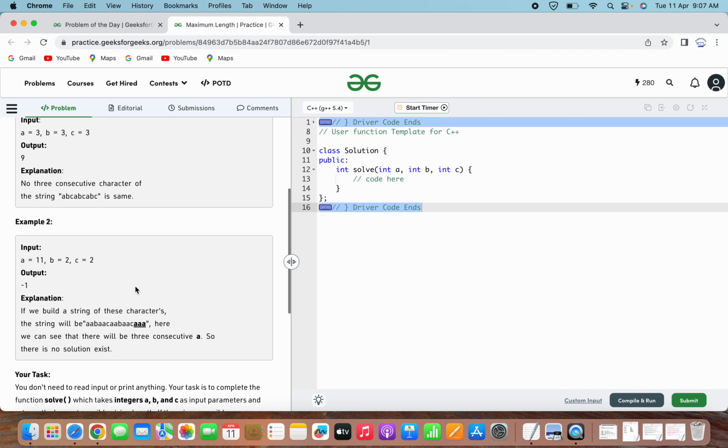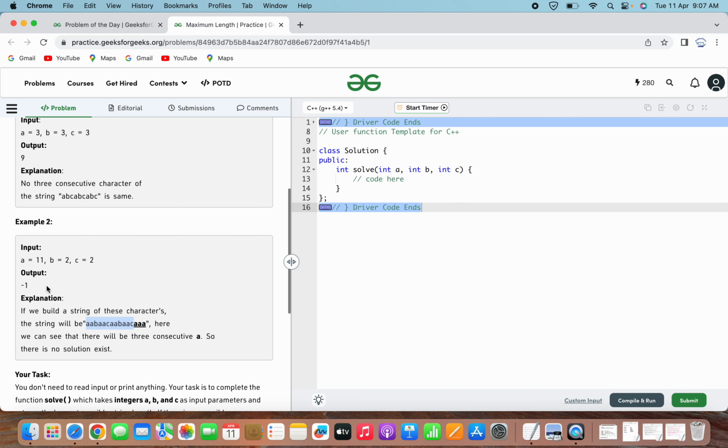If you go to example 2, here the input is A is equal to 11, B is equal to 2 and C is equal to 2. Here the output is -1. If we build a string of these characters, then the string will be AAB, AAC, AAB, AAC, but at last we have AAA. Initially up to C, it tried to avoid placing three consecutive A's together, but at last we were left with one extra A. That's why it had to be placed at the end.